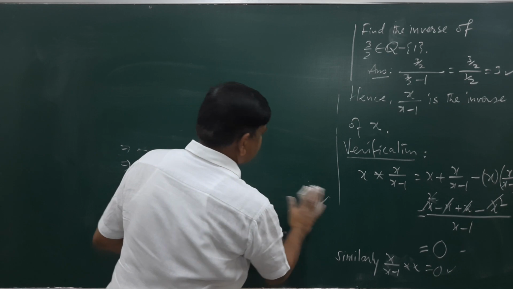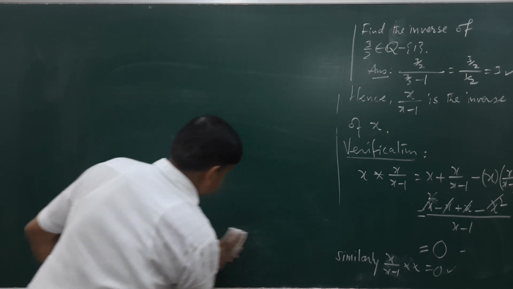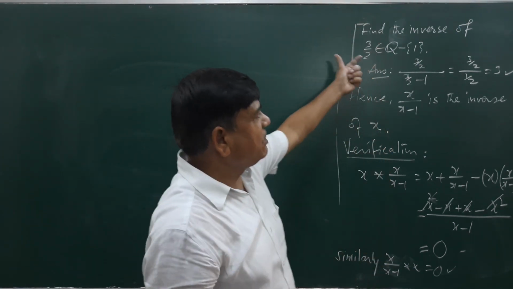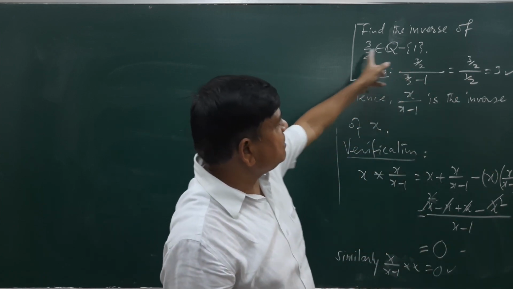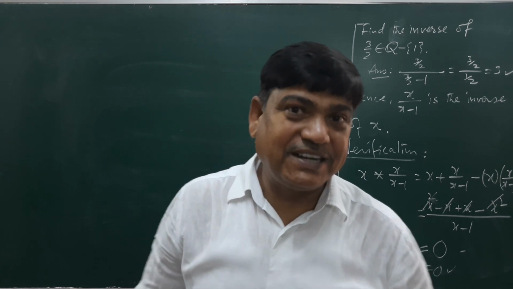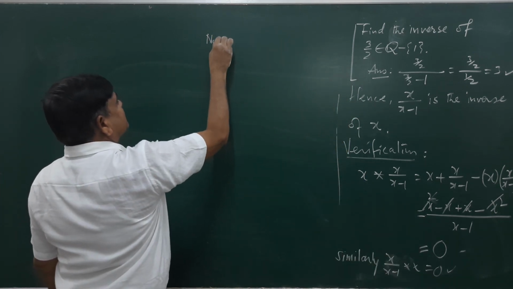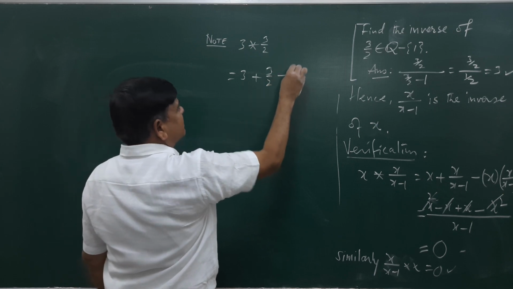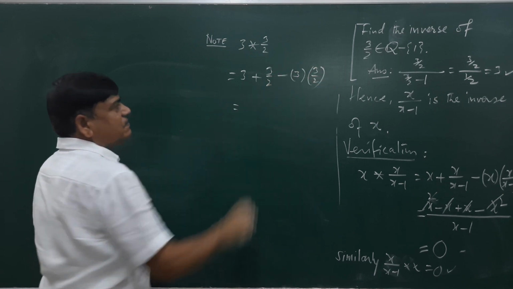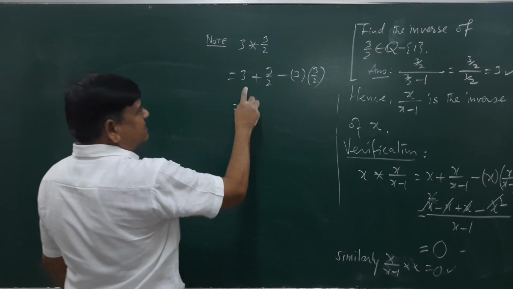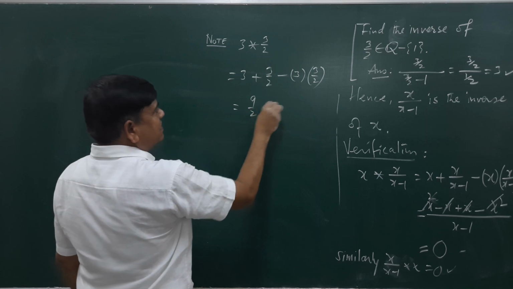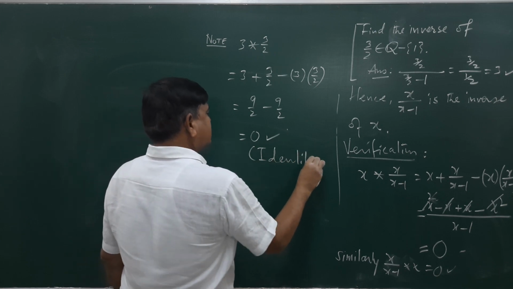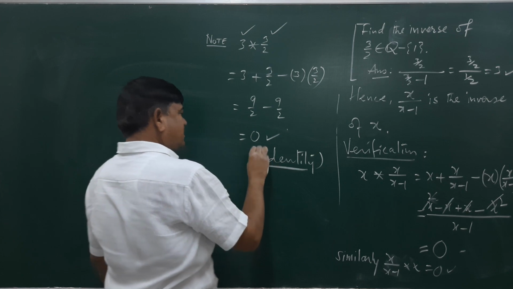Sometimes it is asked in multiple choice. This is the extra information. The inverse of 3 by 2 is 3. Means if we apply 3 by 2 and 3, the answer must be 0 under that composition. Note, 3 asterisk 3 by 2, that is 3 plus 3 by 2 minus 3 into 3 by 2. This is 3 plus 3 by 2 minus 9 by 2, and this is 0, being the identity.